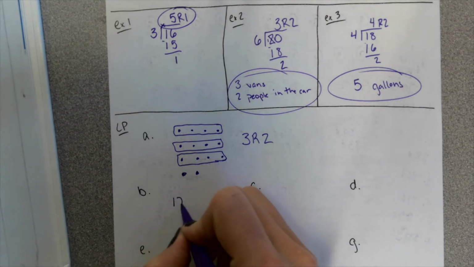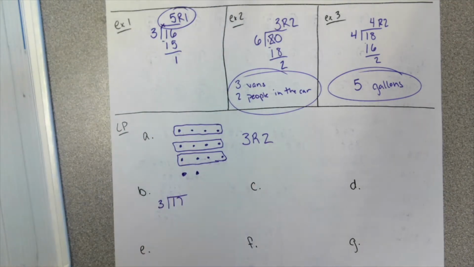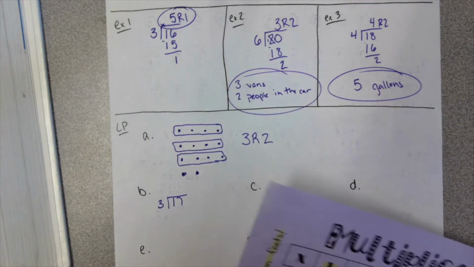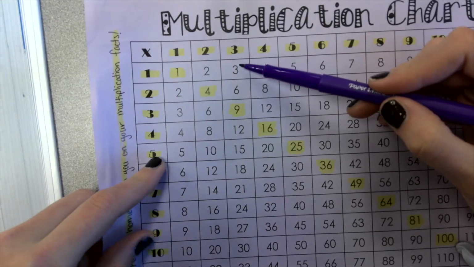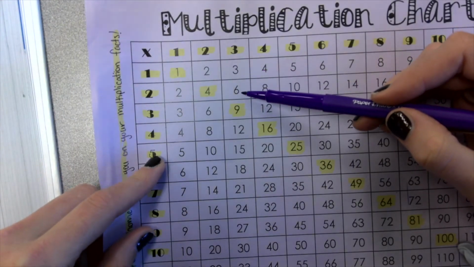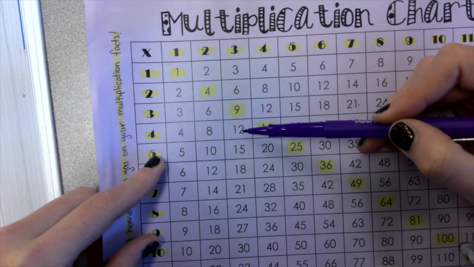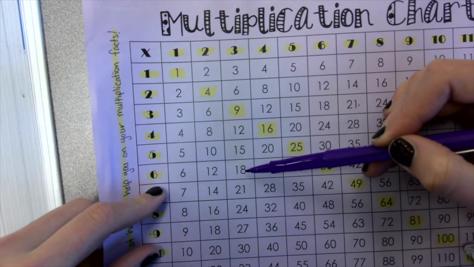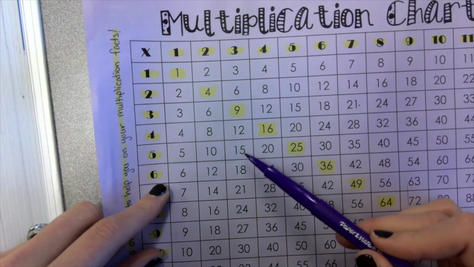B says 17 divided by 3. How many times can 3 go into 17? Well, I'm going to go in my 3 column. Is 3 smaller than 17? Yep. Is 6? Yep. 9 smaller than 17? 12 is smaller. 15 smaller. Ooh, 18's bigger. So I got to use the 15.